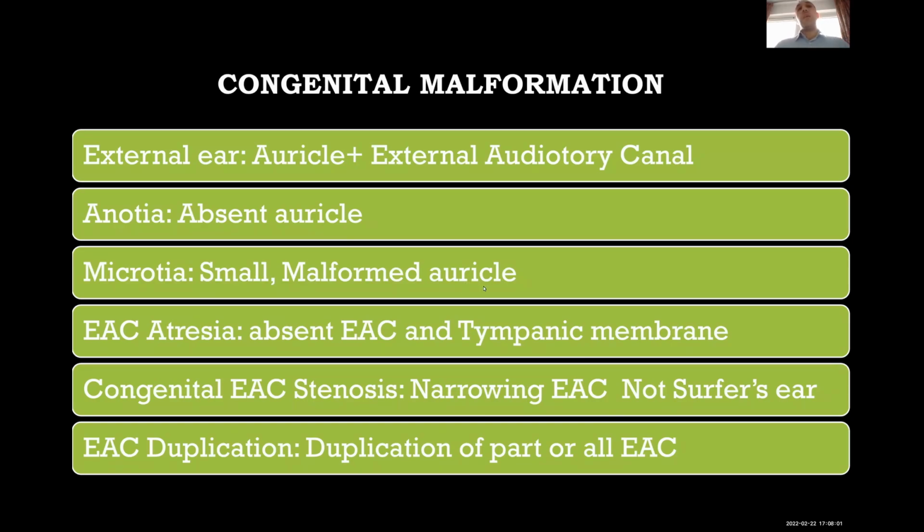Congenital malformations. The external ear means auricle plus external auditory canal. Anotia means absent auricle. Microtia, small or malformed auricle. External auditory canal atresia, absent external auditory canal and tympanic membrane. Congenital external auditory canal stenosis, narrowing of the external auditory canal, not surfer ear. External auditory canal duplication, of part or all of the external auditory canal.